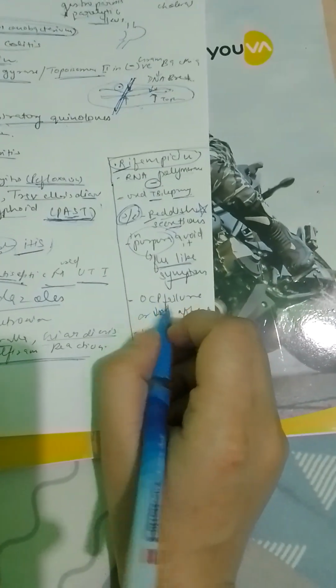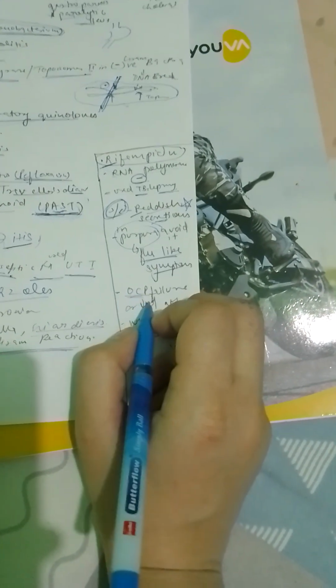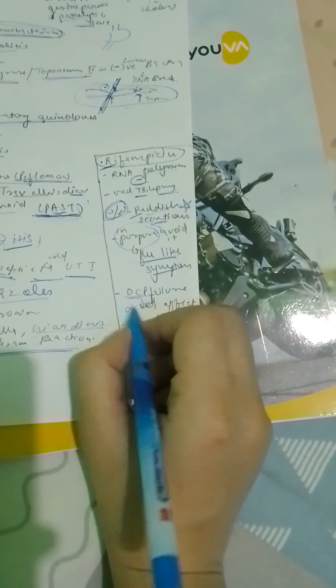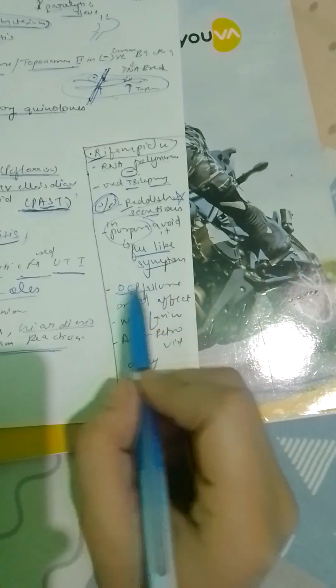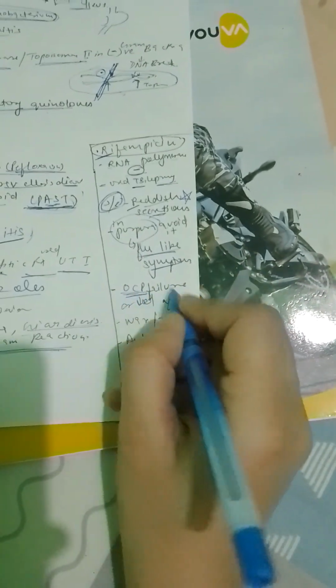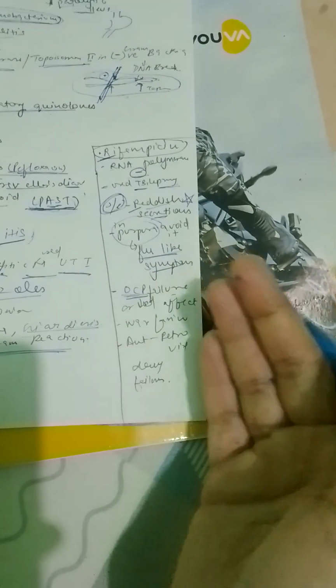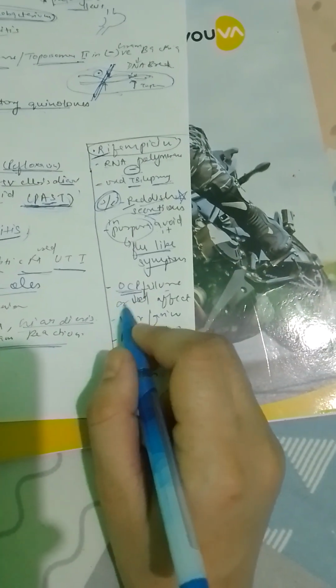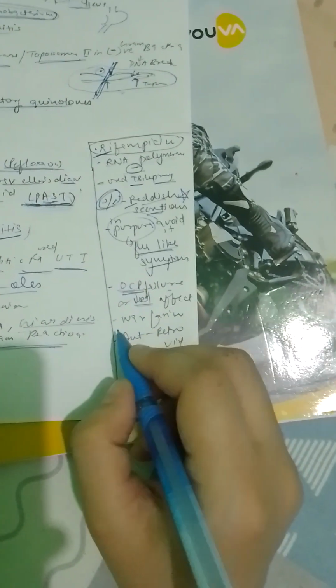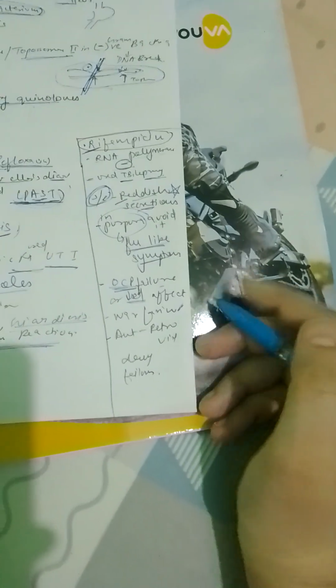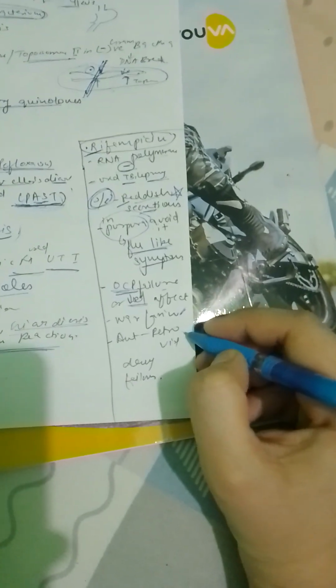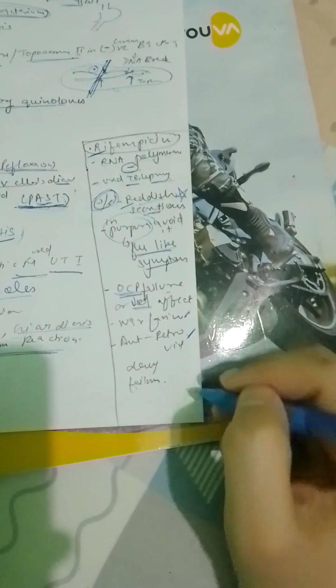Then another one, if the patient is taking OCPs, rifampicin will lead to OCP failure. OCPs are oral contraceptive pills to avoid pregnancy. It decreases the effect of OCPs. Also rifampicin decreases the effect of the warfarin drug, and also decreases the effect of antiretroviral drugs. So this chapter is finally finished.